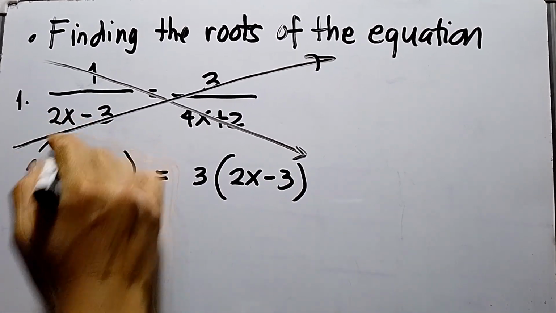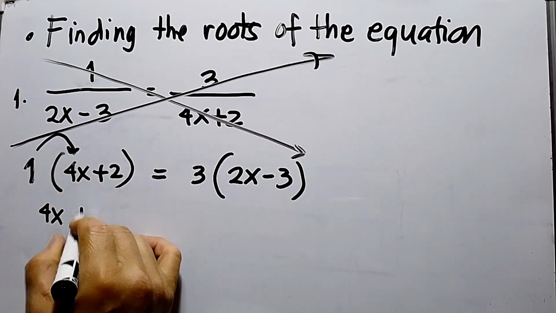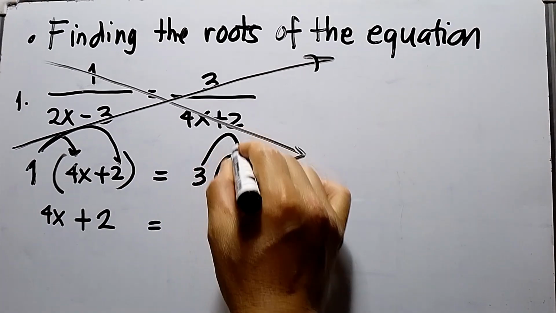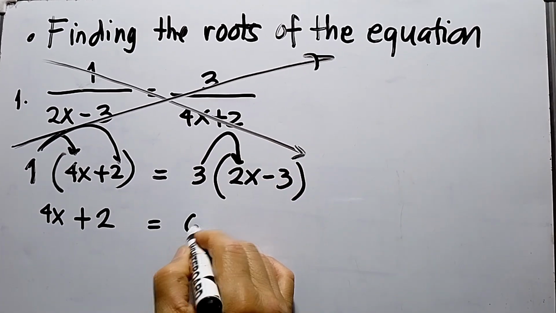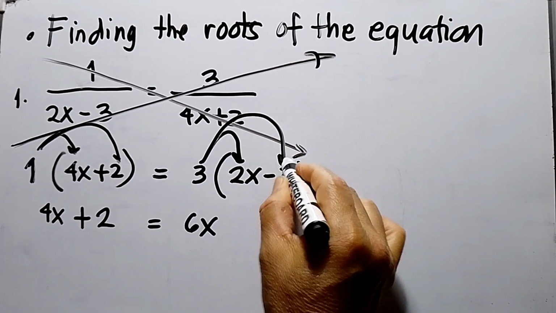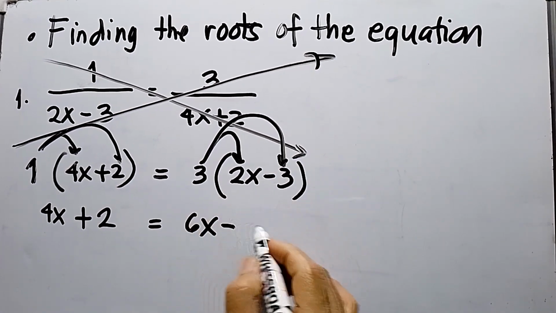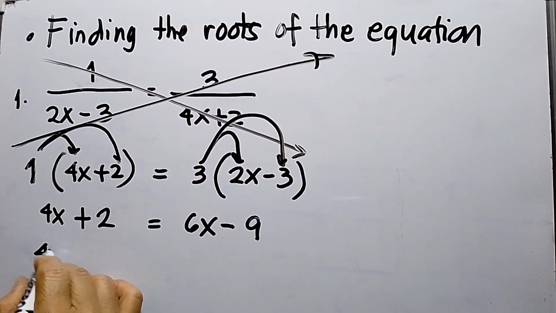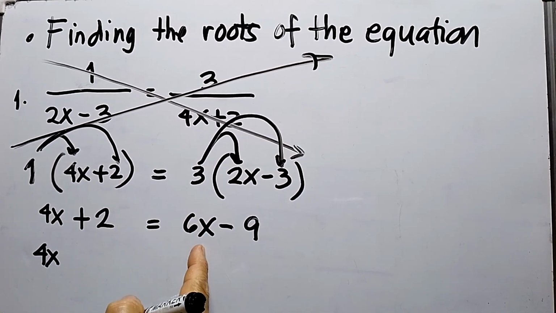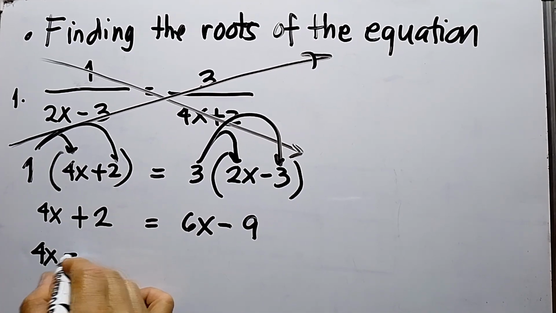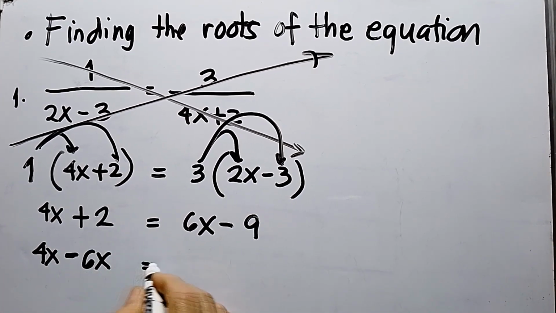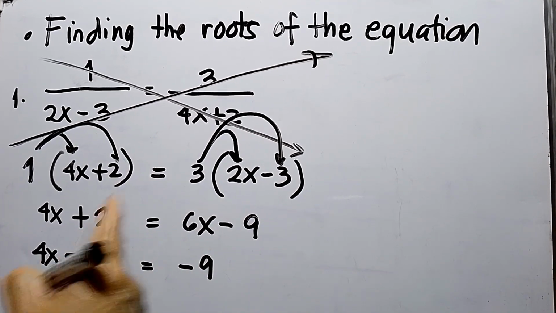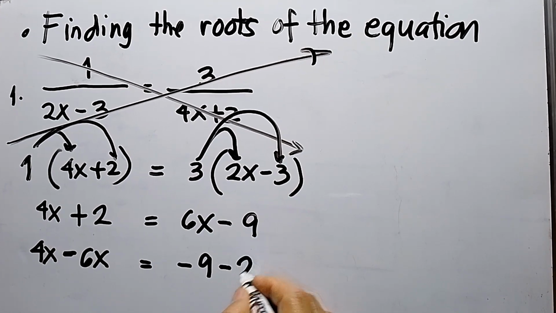Then I need to distribute. This will be 4x plus 1 times 2 is 2 is equal to, distribute also this one, 3 times 2x is 6x. Then distribute to the second term, so negative, so 3 times 3 is 9. Then I need to combine the variable at the left side, so this will be 4x. This will be transposed at the left side, so this will change the sign, negative 6x, and then at the right negative 9, and then transpose 2 to the right, this will become negative 2.